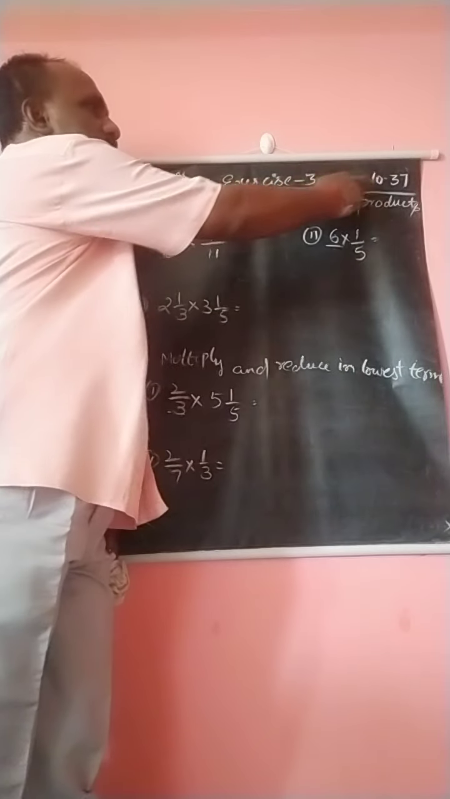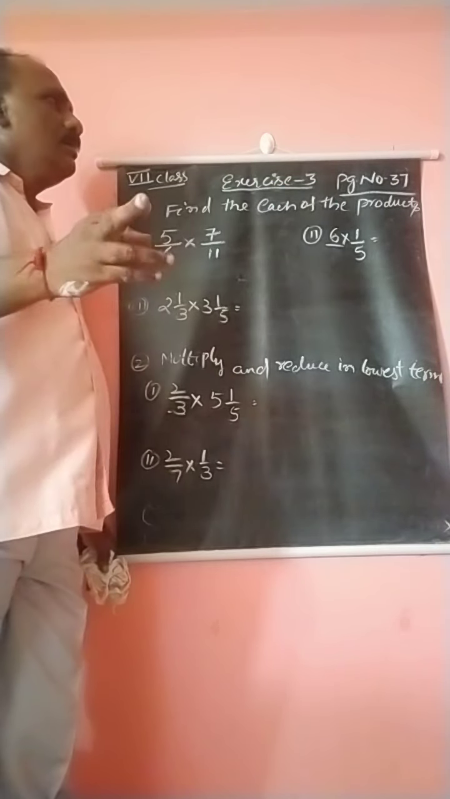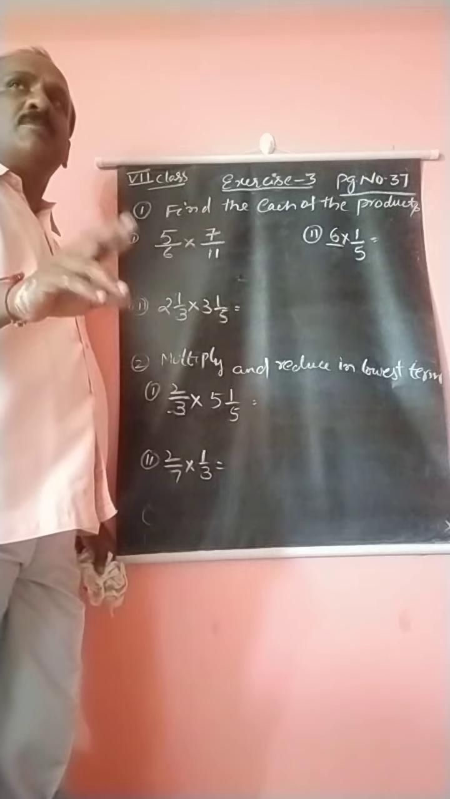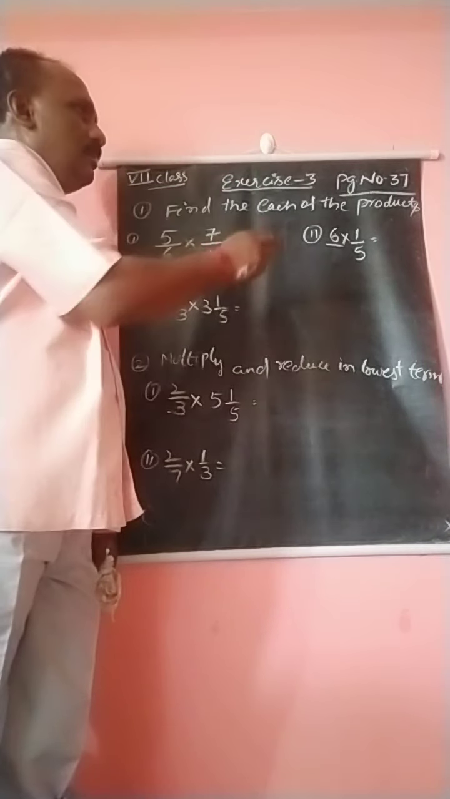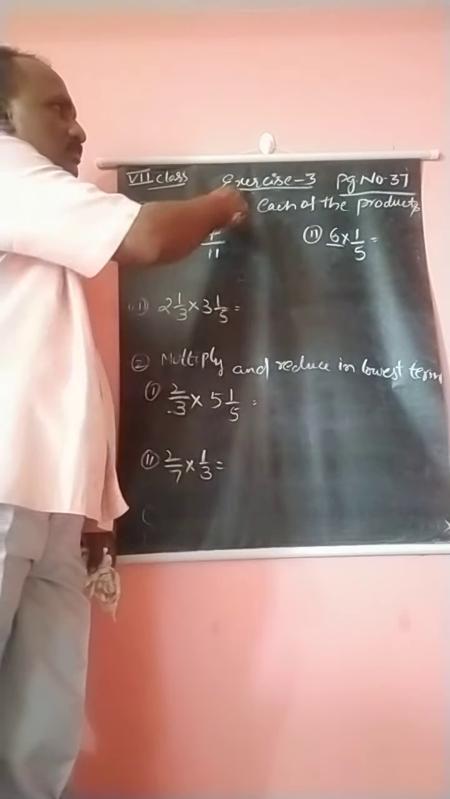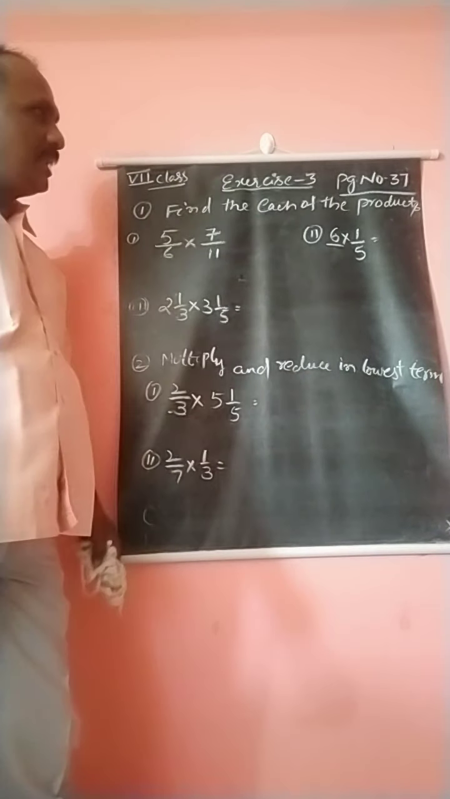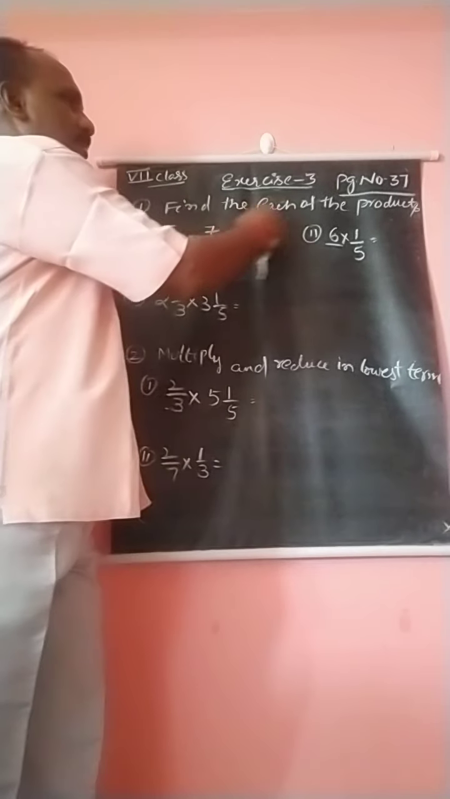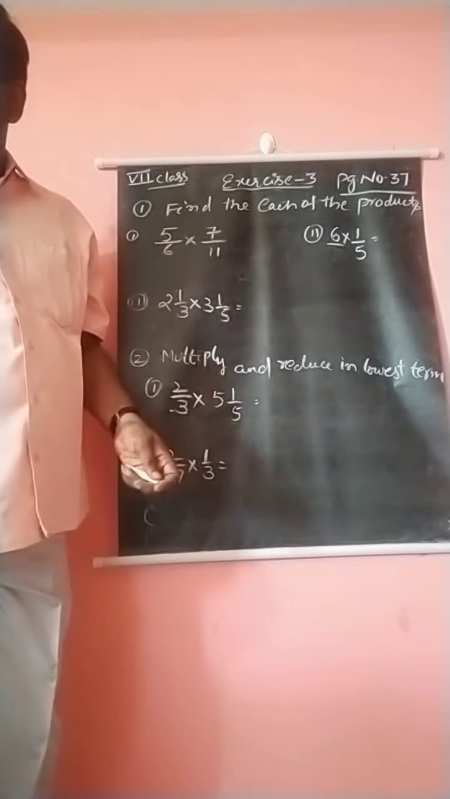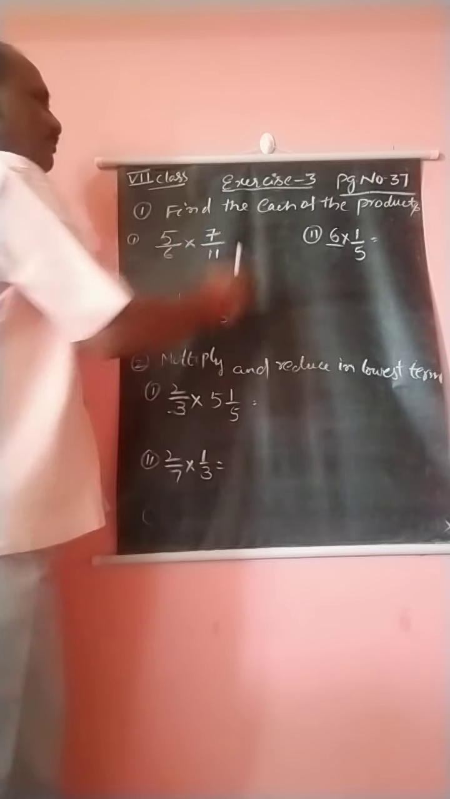Today, exercise 3, page number 37. In the last class, exercise 2 model problems were finished. Exercise 2 and exercise 3 are similar problems, so that's why I will go for exercise 3. Now look here. In exercise 3, find each of the products. The first problem, find each of the products.